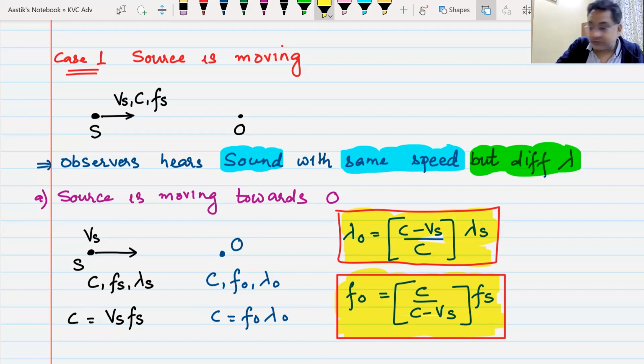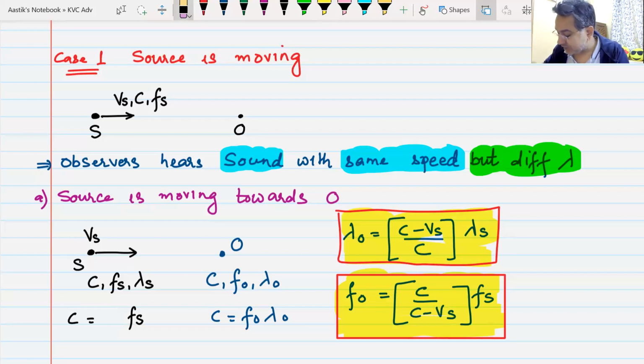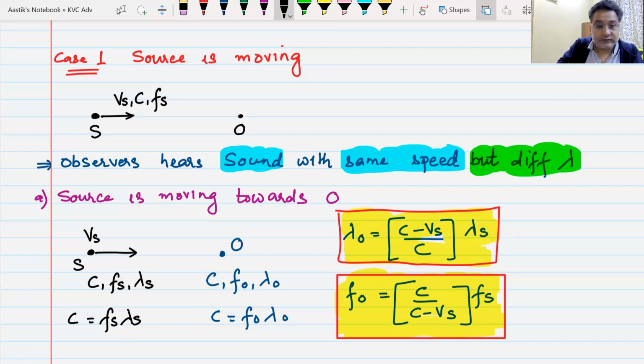Sir, you have written C equals to Vs into Fs. Fs into lambda s. Okay. Do we understand this? Yes, sir.